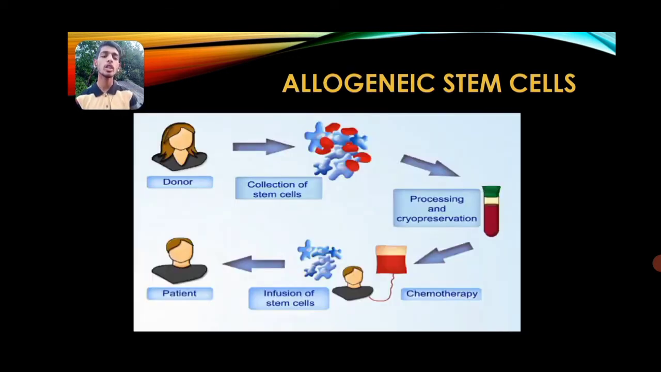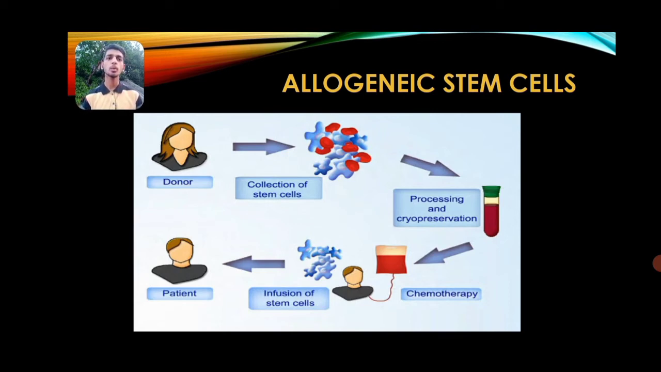After that, the allogenic stem cells. What are the allogenic stem cells? Allogenic stem cells are stem cells taken from a donor. Stem cells are collected from the donor, and these stem cells are preserved by using the cryopreservation technique, and these collected stem cells are introduced into the patient after performing therapy on them first. After cryopreservation, chemotherapy is also performed, and then infusion of the stem cells takes place in the patient's body.